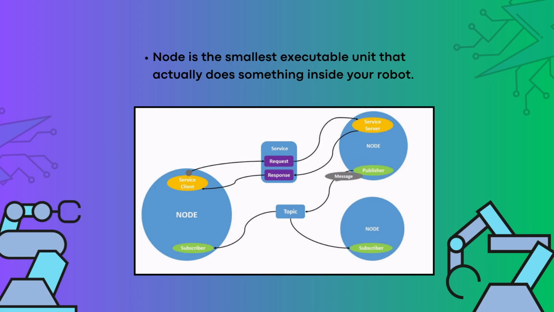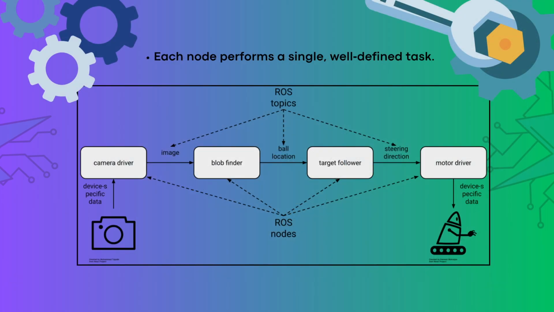A node is the basic building block of any ROS2 system. It's the smallest executable unit that actually does something inside your robot. Think of a node like a tiny, specialized program, one that does a single well-defined task. For example, one node might handle your camera feed, another might control your robot's wheels, and another could process sensor data or make navigation decisions. By splitting these tasks into individual nodes, ROS2 keeps your robot modular, flexible, and easier to debug.